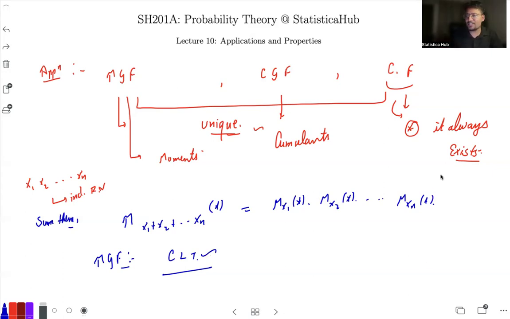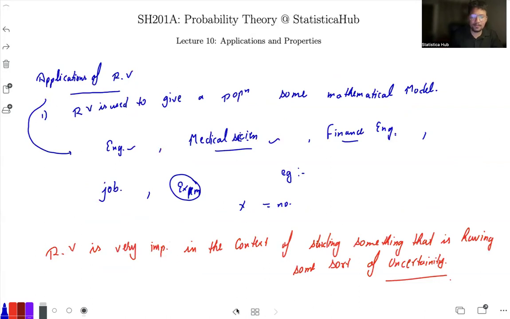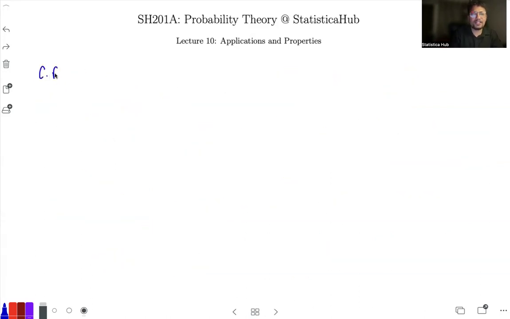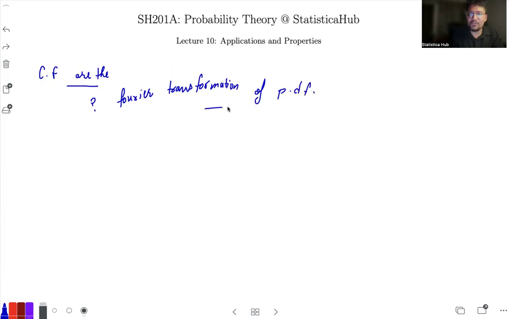About the characteristic function, we already understood that it always exists, so it plays a very vital role. It is also unique, so you can differentiate between different distributions on the basis of the characteristic function. Technically, what are the characteristic functions? The characteristic functions are the Fourier transformation of the probability density function.